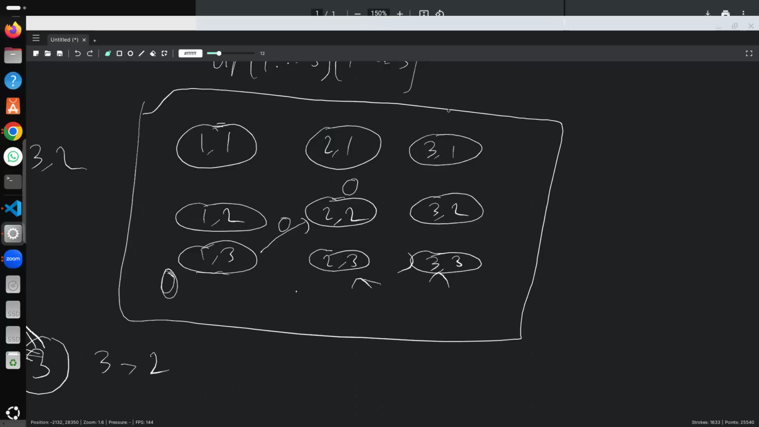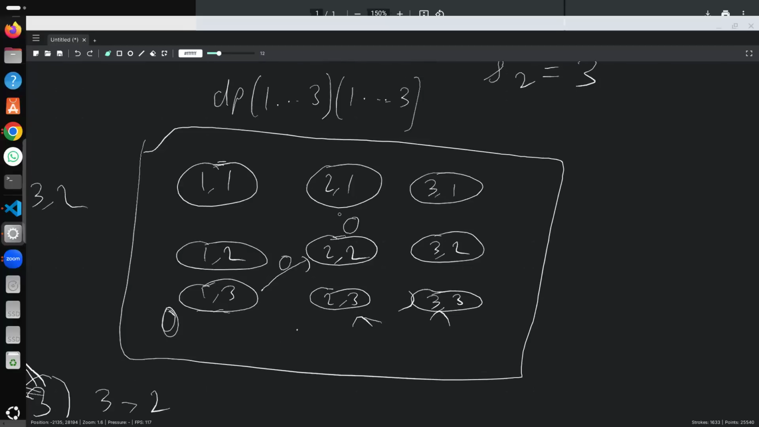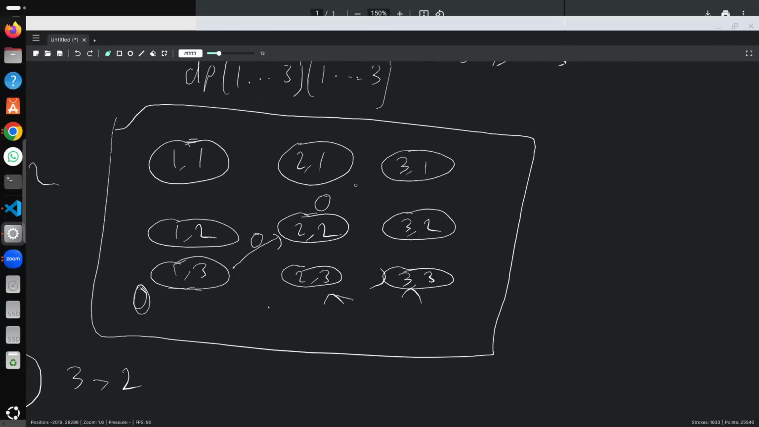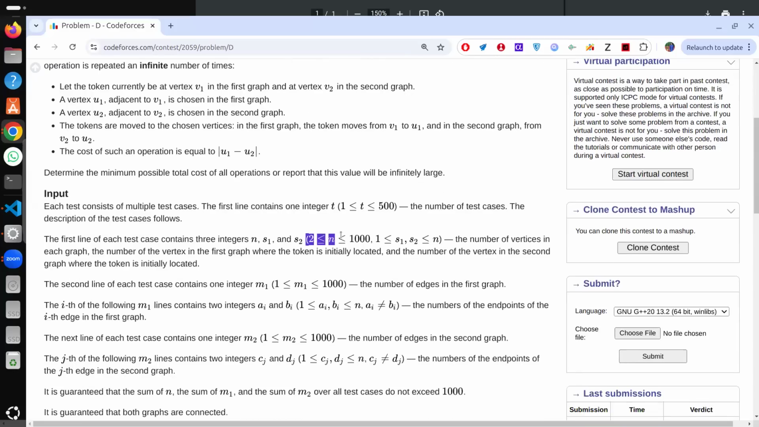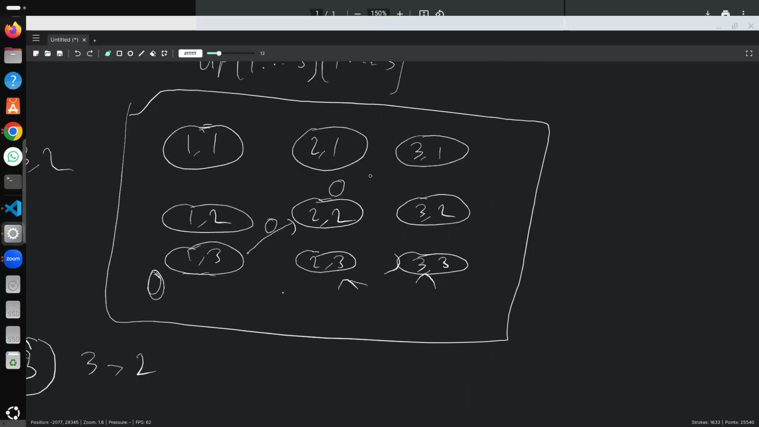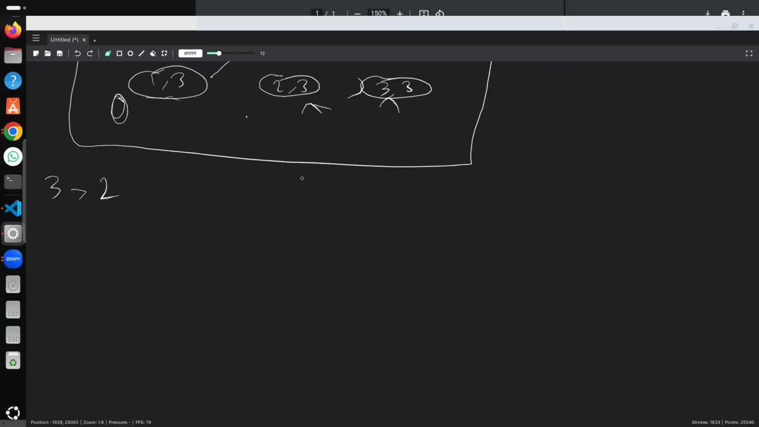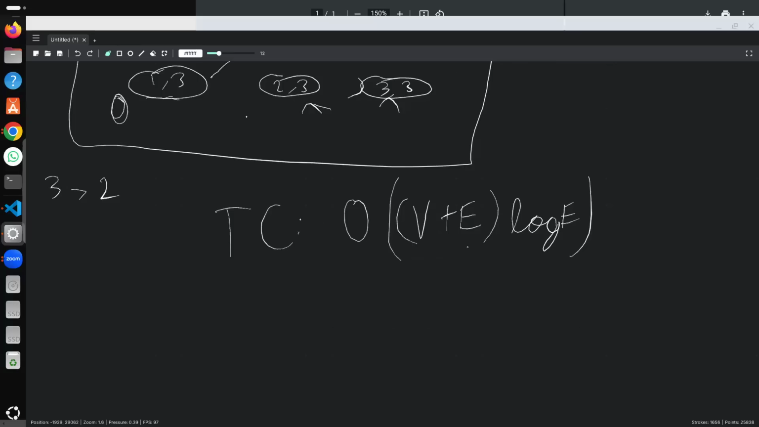Actually, there is one good question: why wouldn't this give TLE? Because there are n square nodes, right? But n square passes, so the number of nodes is not a penalty. But what about the number of edges? What is the time complexity of Dijkstra? I think it is O of (V plus E) log E or something like that. So if this E is very large, then it will give TLE.